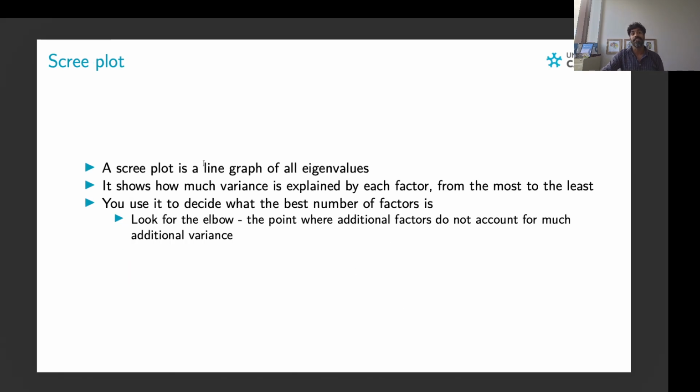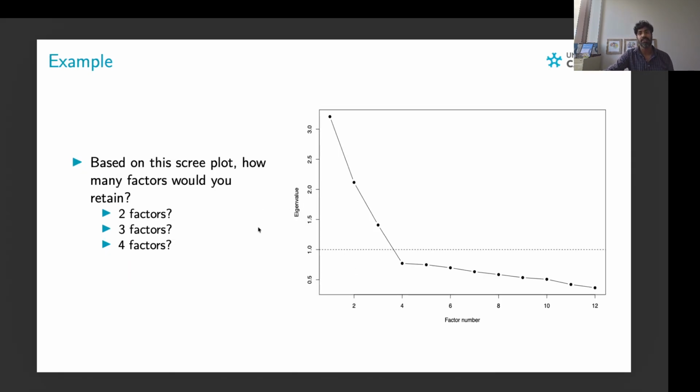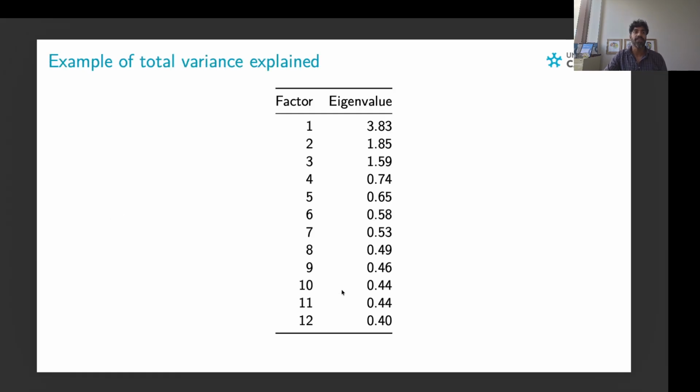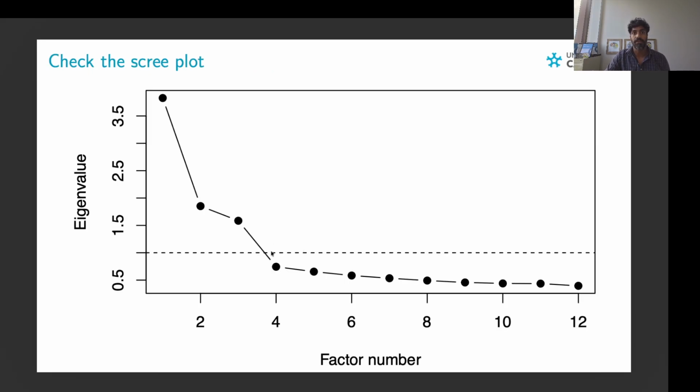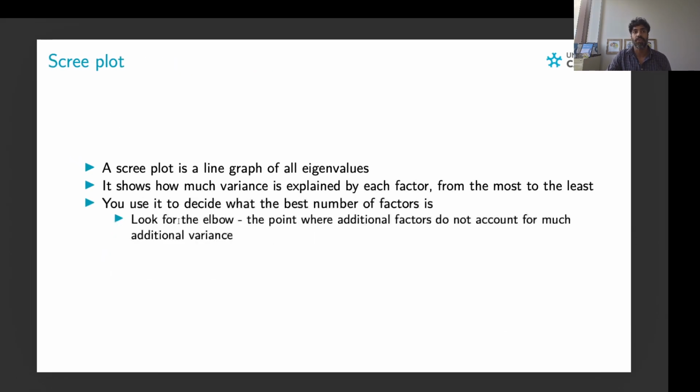So a scree plot is a line graph of all the eigenvalues, and that's what we see there. All of these eigenvalues are just plotted here for the scree plot, right? And that shows how much variance is explained by each factor, from the most to the least. You use it to decide what the best number of factors is. Look for the elbow, the point where additional factors do not account for much additional variance.